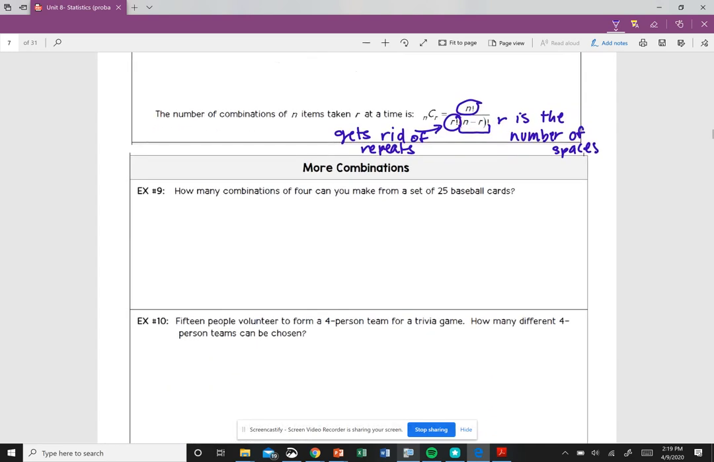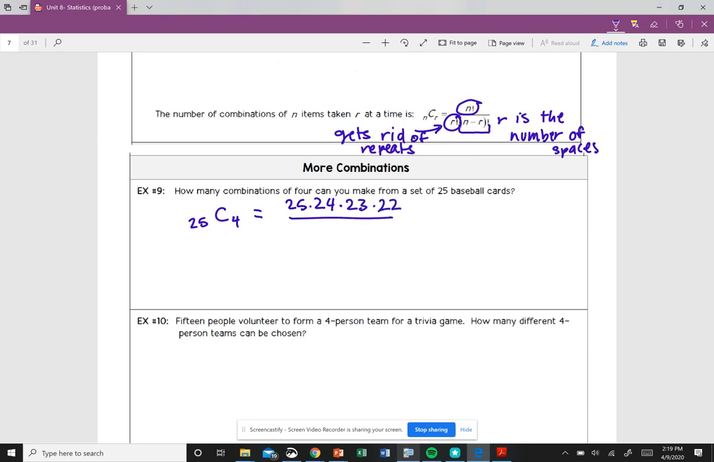Okay, so let's look at this. How many combinations of 4 can you select from 25 baseball cards? So we have 25 baseball cards, so this would be written as 25C4. We can pick 25 cards for the first card, then 24, then 23, then 22.